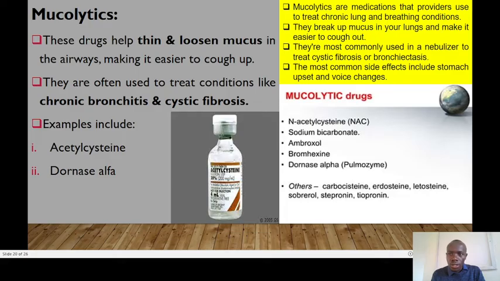All right. So we also have the mucolytics. These are drugs that help thin and loosen mucus in the airways, making it easier now to cough them up. They are often used to treat conditions like chronic bronchitis and cystic fibrosis. Examples are acetylcysteine and dornase alfa. Mucolytics are drugs that providers use to treat chronic lung and breathing conditions. They break up mucus in our lungs and make it easier to cough up. They are most commonly used in a nebulizer to treat cystic fibrosis, and the most common side effects include stomach ulcers and voice changes.